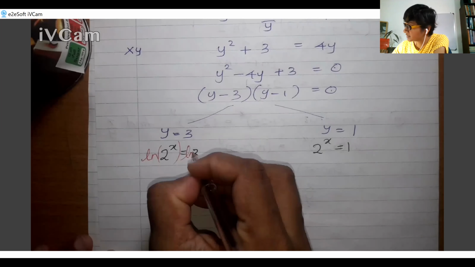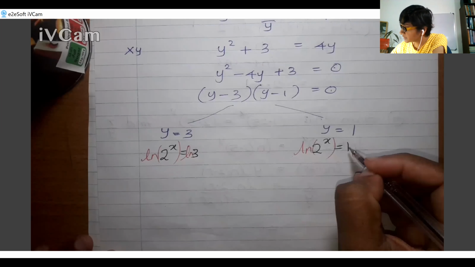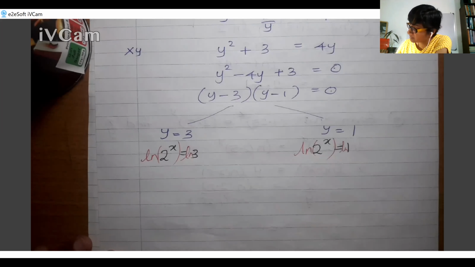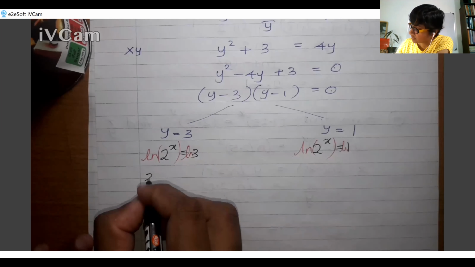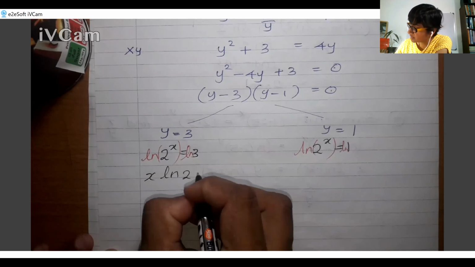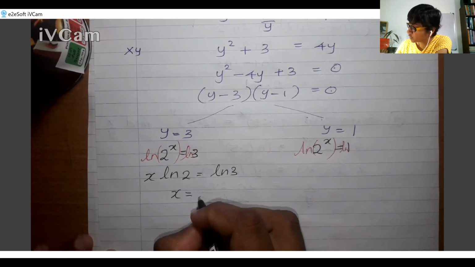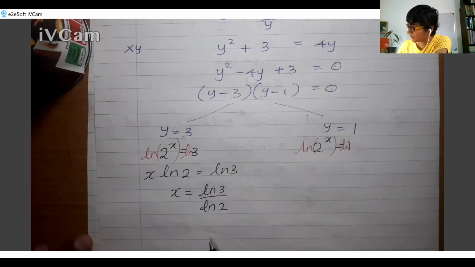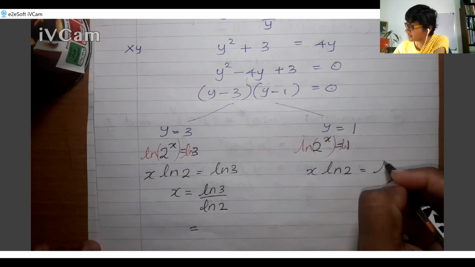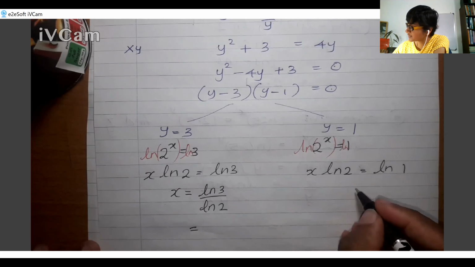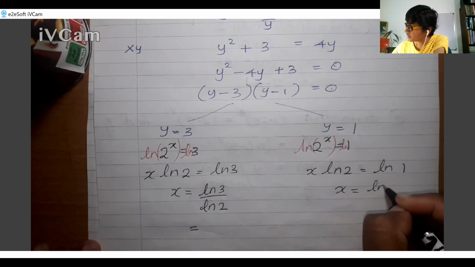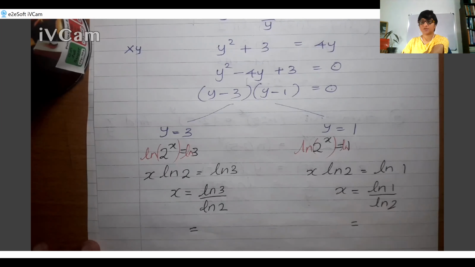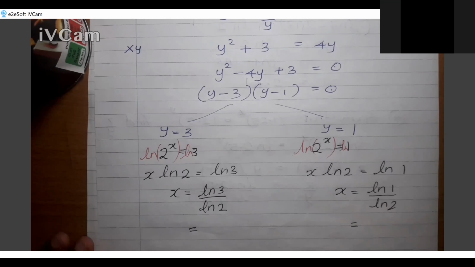ln 3, ln 1. Sorry about my ugly writing. x ln 2 equals ln 3. That is, x is equal to ln 3 over ln 2, whatever that is. And then here, x ln 2 equals ln 1. x is equal to ln 1 over ln 2, whatever that is equal to. You don't get 0, na? Miss? Did I make a mistake?